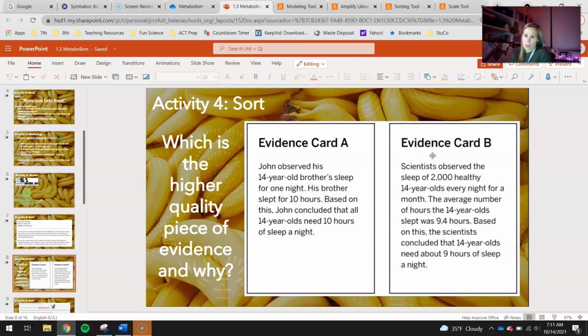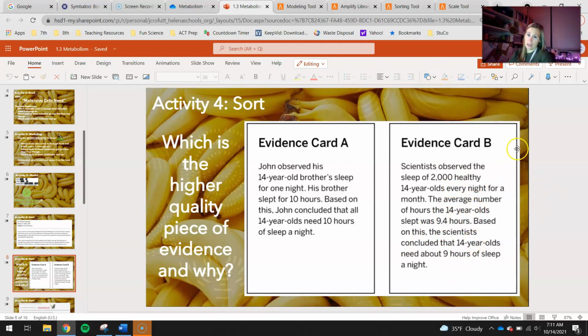The average number of hours in the 14-year-olds' sleep was 9.4 hours. Based on this, the scientists concluded that 14-year-olds need about 9 hours of sleep a night. So we have John watching 1 person over 1 night, or we've got scientists, plural, observing 2,000 healthy kids. We don't even know if John's brother is healthy, if that's normal. They took these 2,000 kids, watched them for a couple of days and then made an average of their sleep. So we made a conclusion based off that.